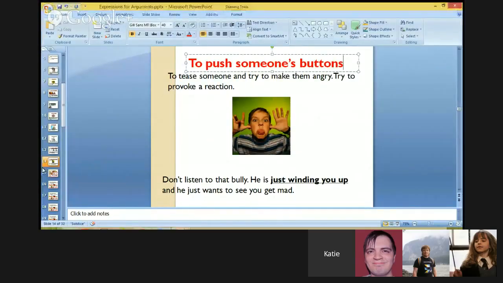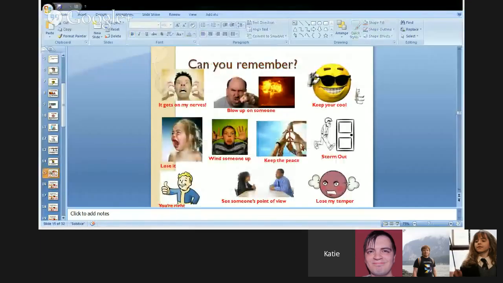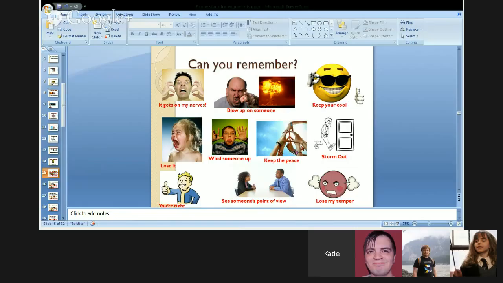Right, so now that we know our expressions, we have the different ones here. So just to review really fast, which expression is when you start to cry and yell and you get very sad or angry, what expression would that be? Lose it. Oh, very good, Andre, to lose it. What about when you leave a place very angrily? Storm out. Very good, Anna, to storm out.